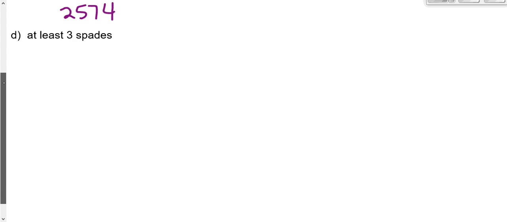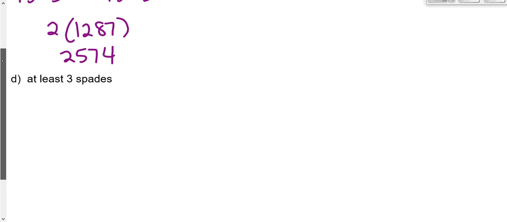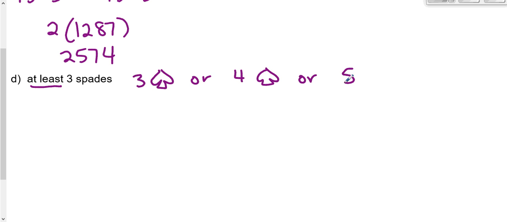Okay, and now again, 5-card hand, we are going to have at least 3 spades. When you have one that says at least or at most, you have to really stop and think it through. It's a little bit more complicated. So if you're getting at least 3 spades, that means you're getting 3 spades or 4 spades or 5 spades. We stop there because you're only getting 5 cards altogether. So because of or, we're going to be adding 3 things.